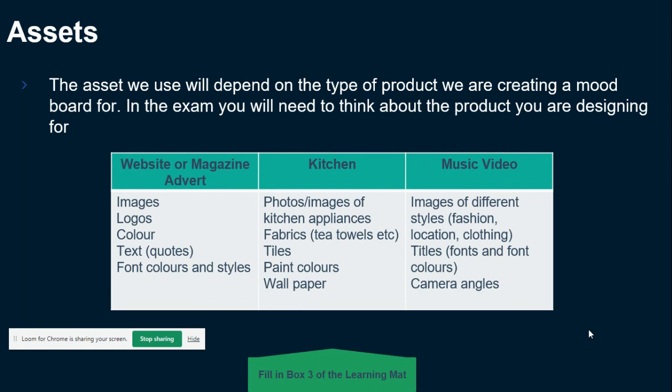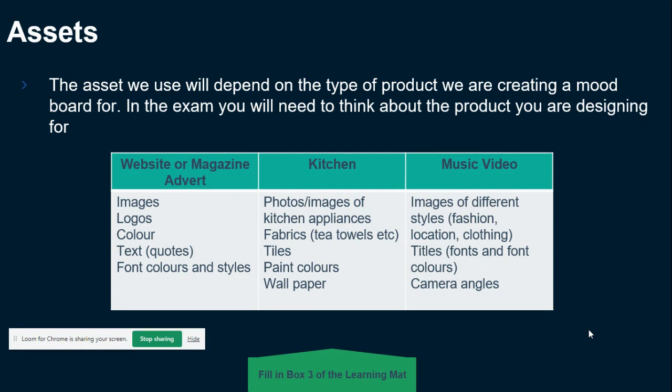If you were going to create a brand new music video, again, you would not just throw yourself into creating a music video. You would have to create a mood board that encompasses those kind of assets. So images of different styles, fashion, location, clothing, titles, fonts and font colors, camera angles. Other pre-production things that you might need to do if you were to create a music video, as I'm sure some of you will know, would be things like storyboards, where you would have to map out how you are going to actually shoot your video, because you can't just dive into creating a product.